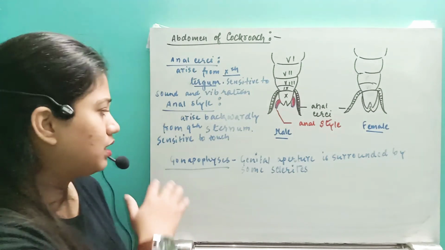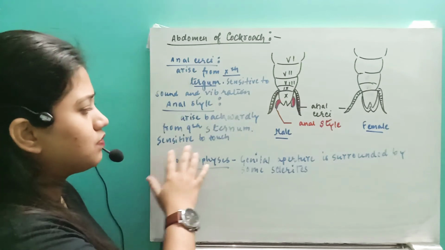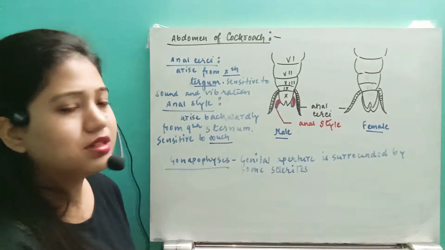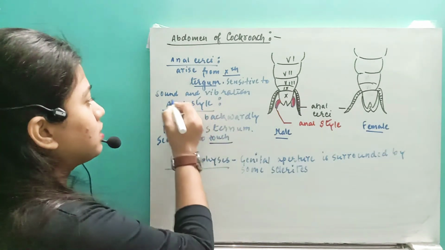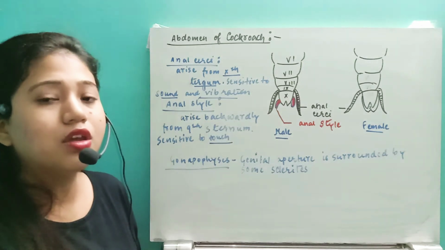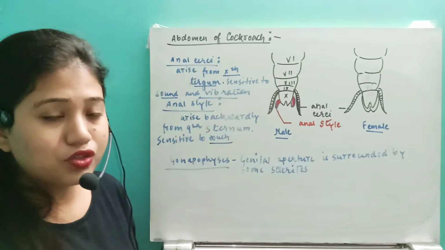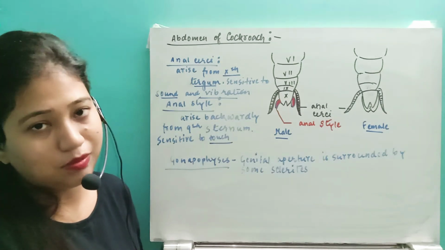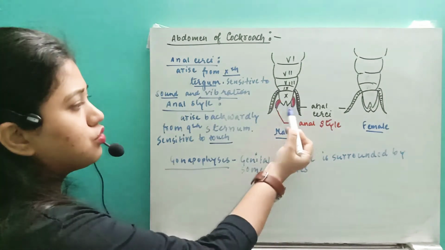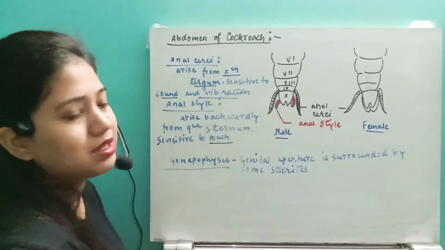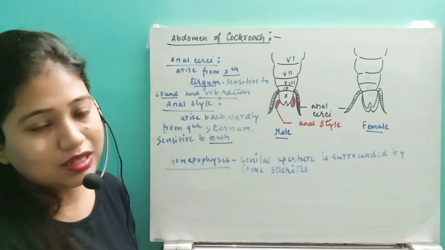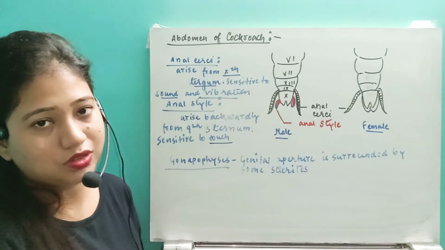So remember that. Next, when it comes to sensitivity, the anal style is sensitive to touch, while the anal cerci is sensitive to sound and vibration. So we can clearly see two distinct morphologies, and we are able to separate the male and the female cockroach. The male has two pairs of outgrowths coming out: one pair is anal cerci and another pair is anal style. While in the female, anal cerci is present but anal style is not present, right?